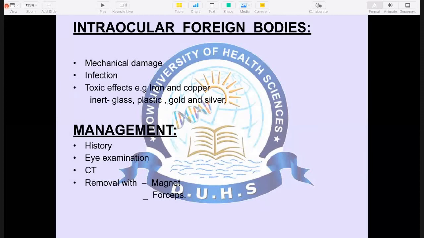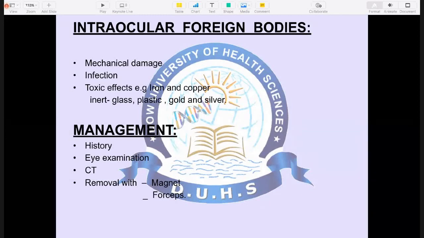As opposed to this, you have certain foreign bodies which are very toxic to the eye, and they include iron and copper. Iron can lead to a condition known as ocular siderosis, in which you have a secondary cataract, you can get a glaucoma, it can go and affect your retina and damage the photoreceptors. Then a more toxic component is copper.